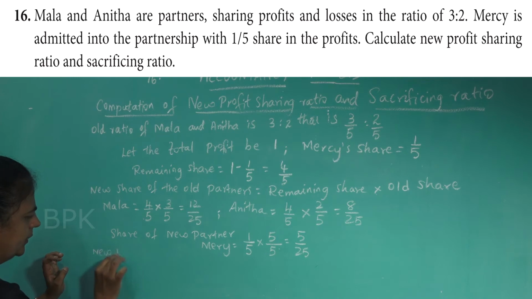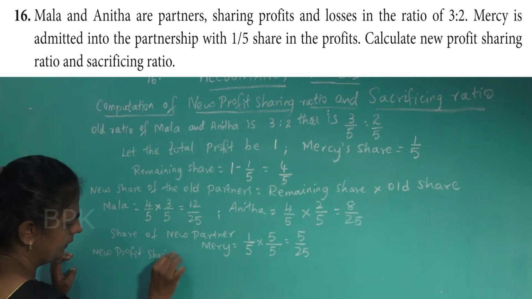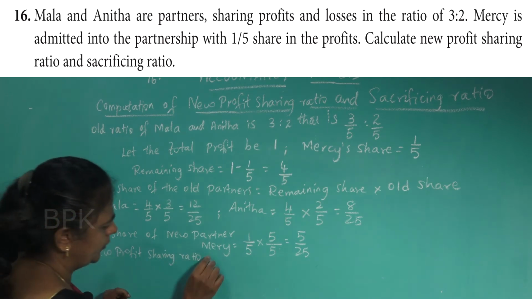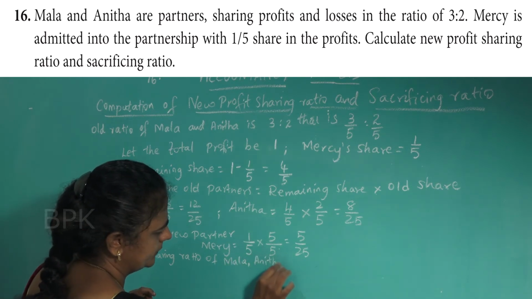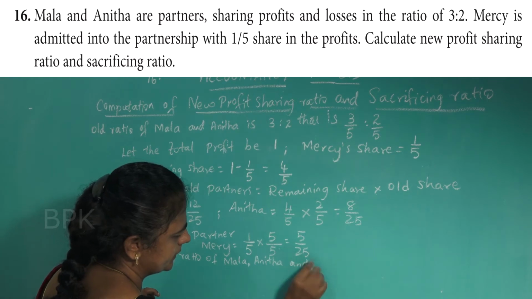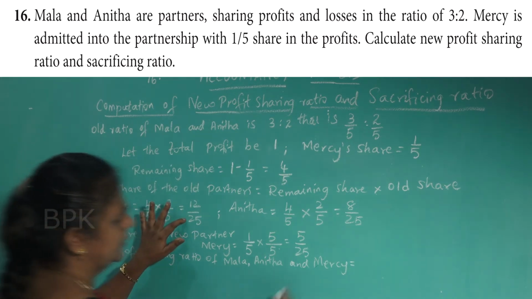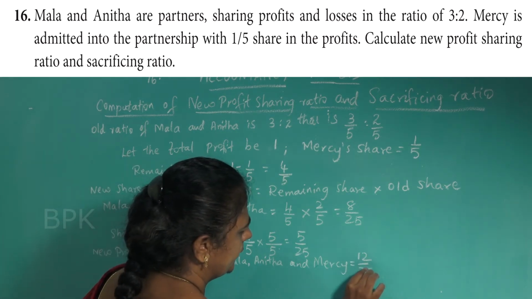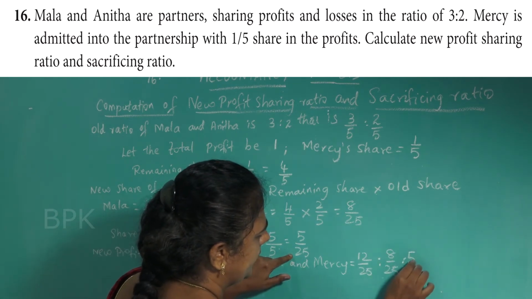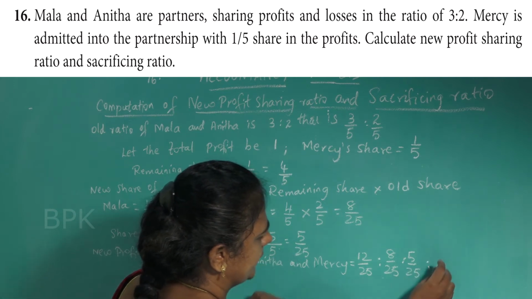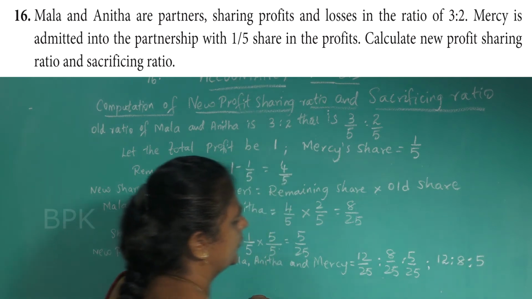So the new profit sharing ratio of Mala, Anita and Mercy, all three of them, is equal to 12/25, 8/25, 5/25. That can be written as 12 is to 8 is to 5. So this is the new profit sharing ratio.